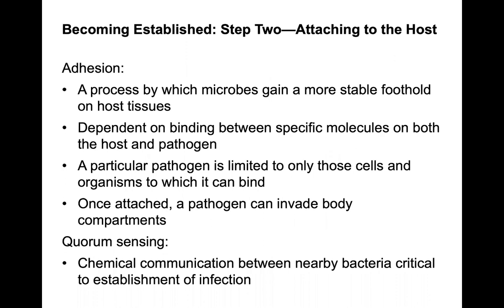So once you find a way into the host, the next thing is step 2, attaching to the host. And this will occur by a few different mechanisms. First is adhesion. Adhesion is a process by which microbes gain more stable foothold on host tissues. It is dependent on binding between specific molecules on both the host and the pathogen. A particular pathogen is limited to only those cells and organisms to which it can bind. Once attached, a pathogen can invade body compartments. And we have what's called quorum sensing. This is chemical communication between nearby bacteria, critical to establishment of infections.